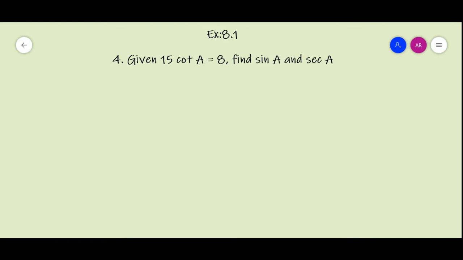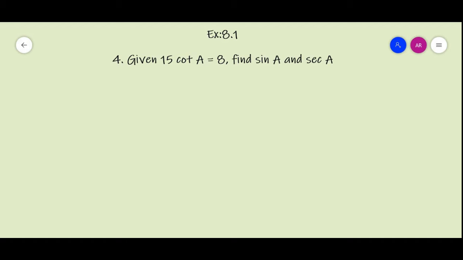Let us have a look at this question that has been given to us. It is given that 15 cot A is equal to 8, and we have to find the values of sin A and sec A. So this is similar to the previous problem that we did. There also we had been given one of the trigonometric ratios and we had to find the others. So in here too we have been given that 15 cot A is equal to 8, which is one of the trigonometric ratios, and we have to find the other two trigonometric ratios, which are sin A and sec A.